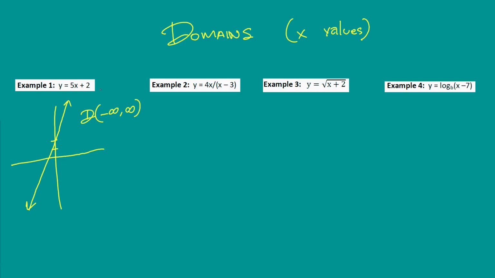I write this in interval notation. The parentheses indicate that the number is not included in the set. You always use parentheses for negative infinity and positive infinity, because those aren't real numbers.